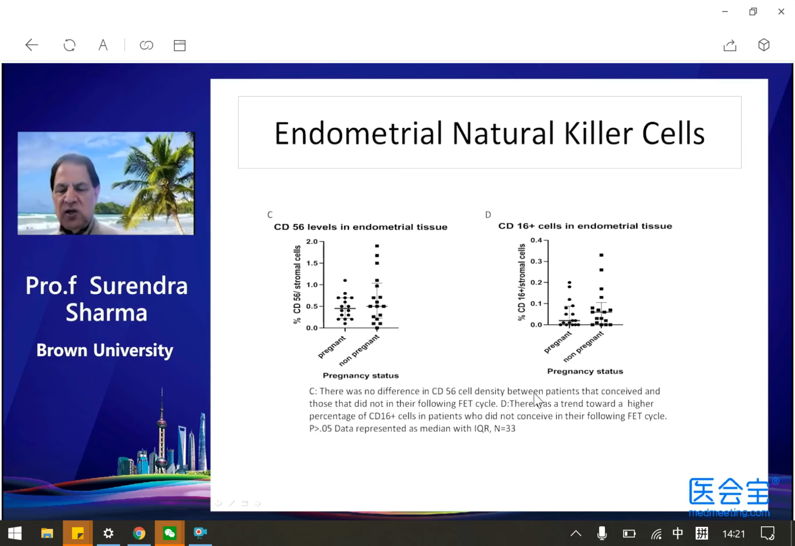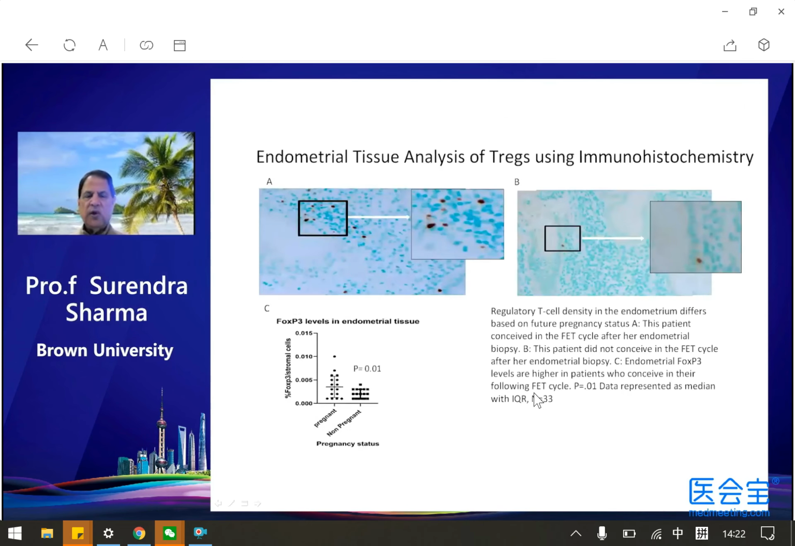And so we are continuing to do this work, and we would like to establish that yes, CD16 positive cells are much higher in the endometrial tissue of women who fail to get pregnant. But this is for regulatory T cells.